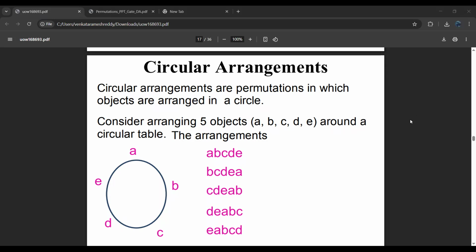What do you mean by circular arrangements? Till now we have seen how things are arranged in different manners. Now, circular arrangements means how we can arrange those elements in a circular manner. Circular arrangements are permutations in which objects are arranged in a circle. Arranging the objects or things in a circular manner is called circular arrangements. So now let us see this example.